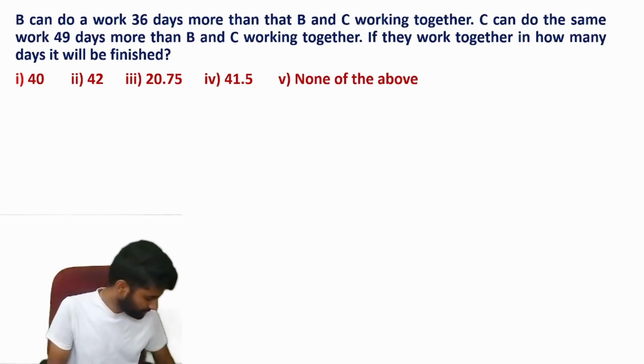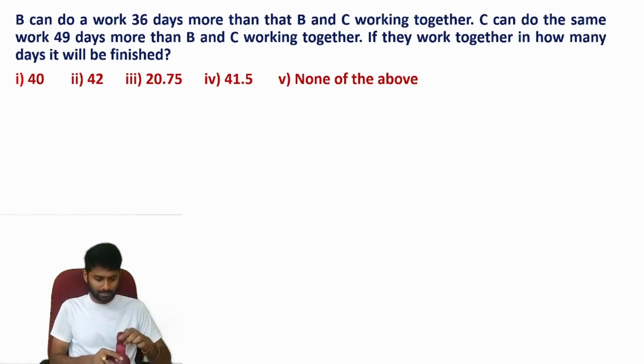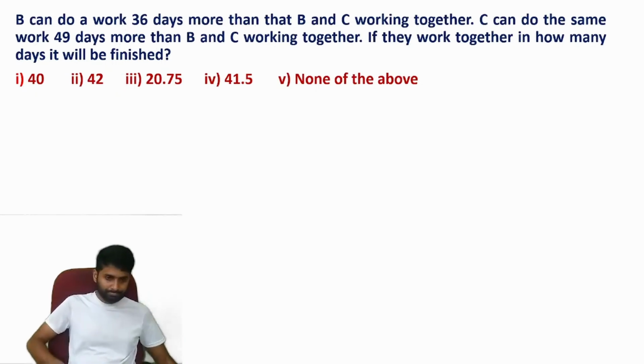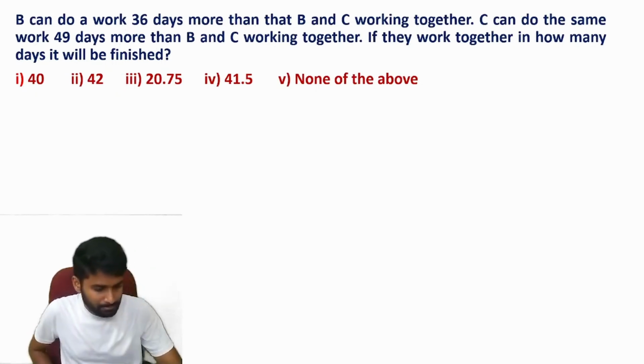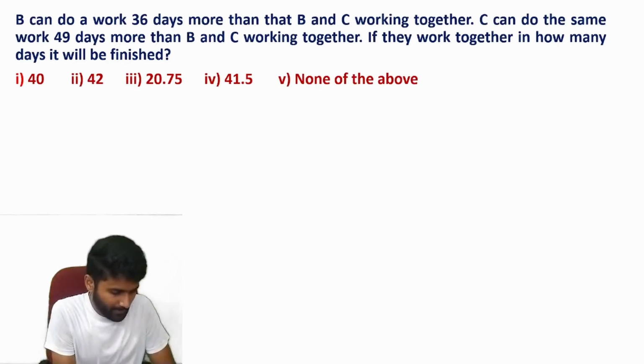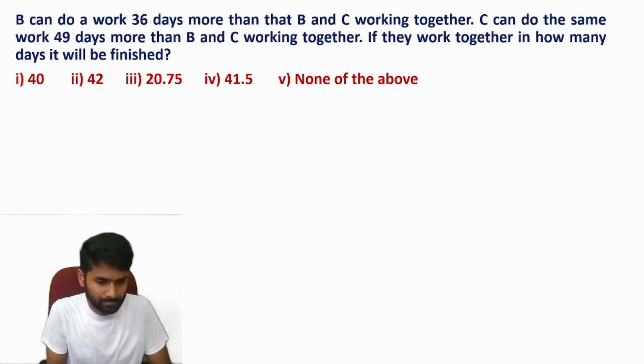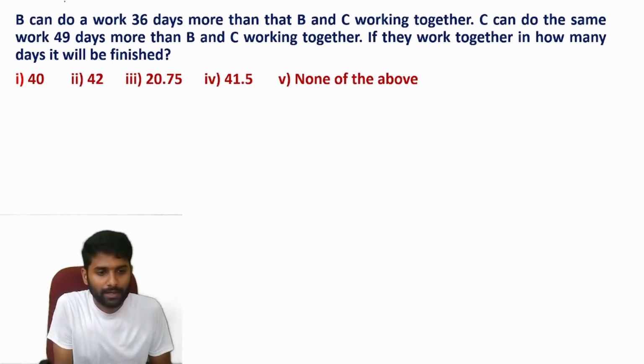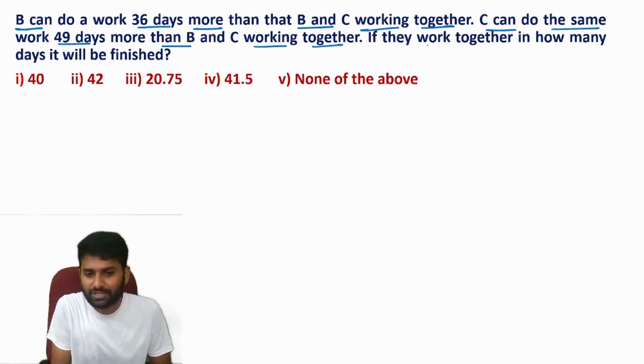Try this question. B can do a work 36 days more than B and C working together. C can do the same work in 49 days more than B and C working together. If they work together, in how many days will they finish?